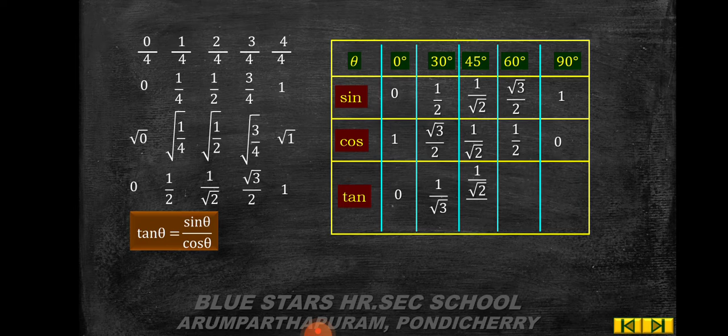Similarly, for dividing the ratio of sin 45 and cos 45 degree, 1 by root 2 divided by 1 by root 2, all gets cancelled. You get the value 1. Then tan 60 degree, root 3 by 2 divided by 1 by 2, 2 gets cancelled. The value is root 3. And finally 1 by 0. We can't divide anything by 0, so it is mentioned as infinity or undefined form.